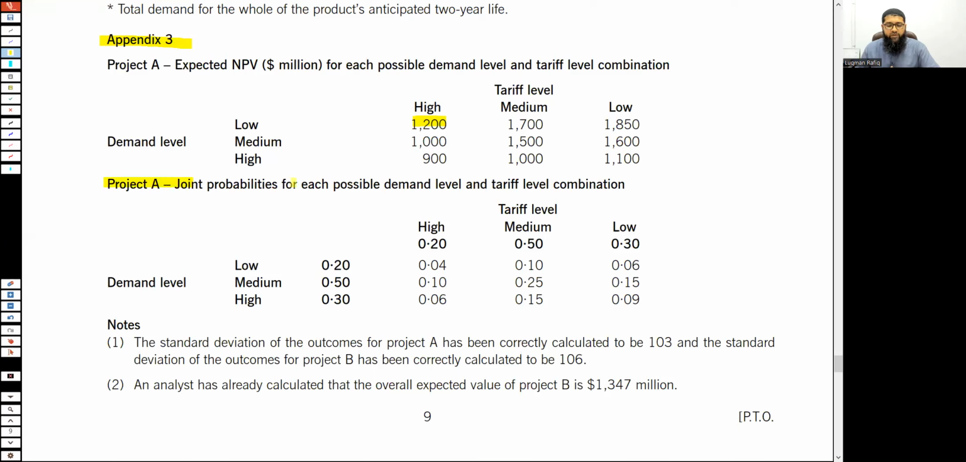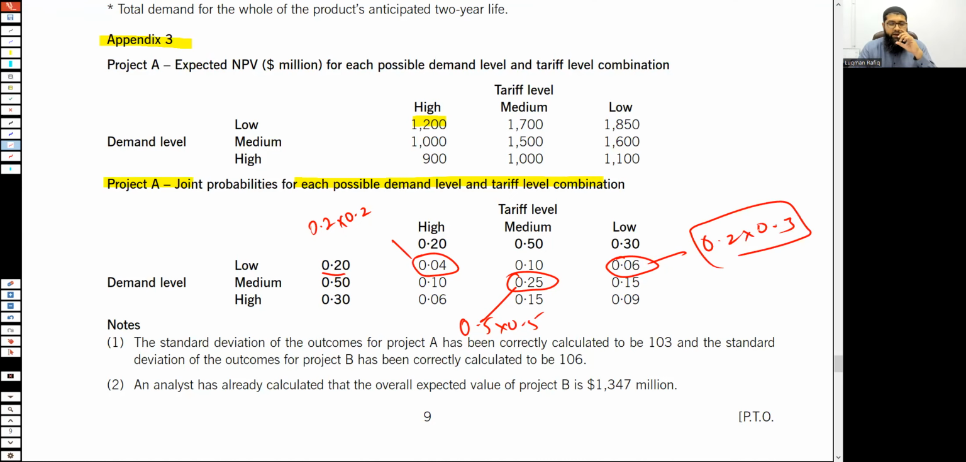For project A, there are joint probabilities for each possible demand level and tariff combination. See, this 0.04 is calculated like this: 0.2 into 0.2. This 0.25 is calculated like this, 0.5 into 0.5. This 0.06 is calculated like this, 0.2 into 0.3. So now what is actually going to happen is that you would have to calculate the expected values.